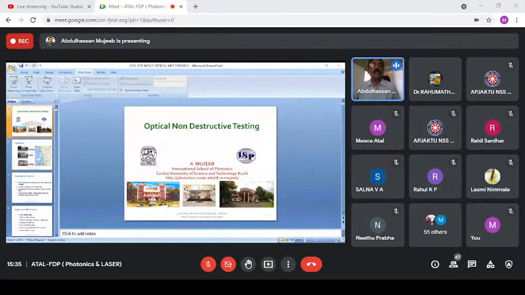So before discussing the optical non-destructive testing, let me give a very brief introduction about our campuses in Cochin University. We have three campuses. One is the main campus, other one is the Lakeside campus, and the third one is Alappuzha.